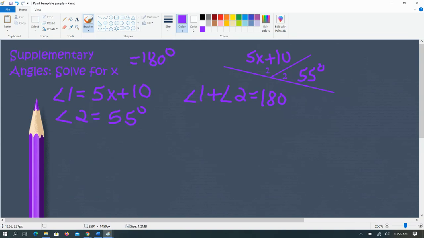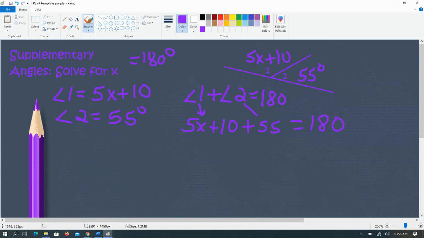So let's go ahead and set up our problem using those values that we know. So I have a 5x plus 10 for my angle 1. So that's that one. Then I still need to add my angle 2. That's my 55. So that's my angle 2. And I know that it has to equal 180 degrees. So now we have a problem that we can solve.